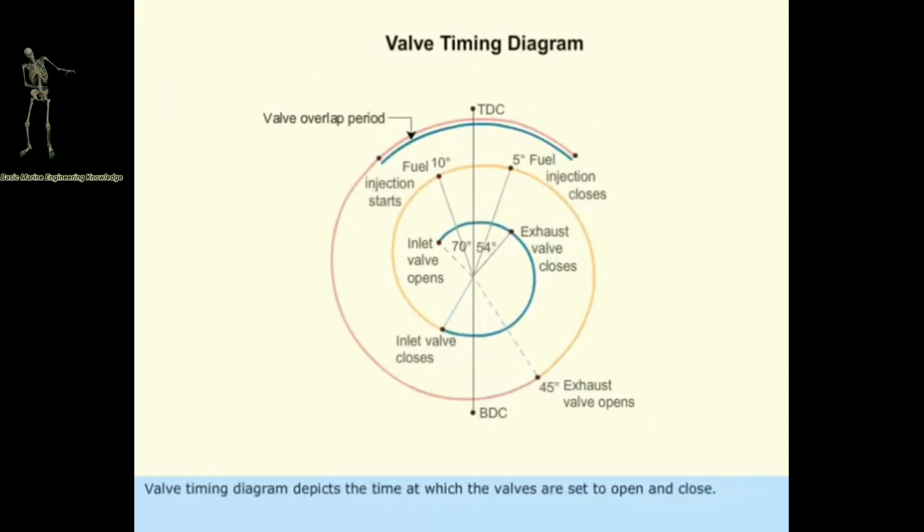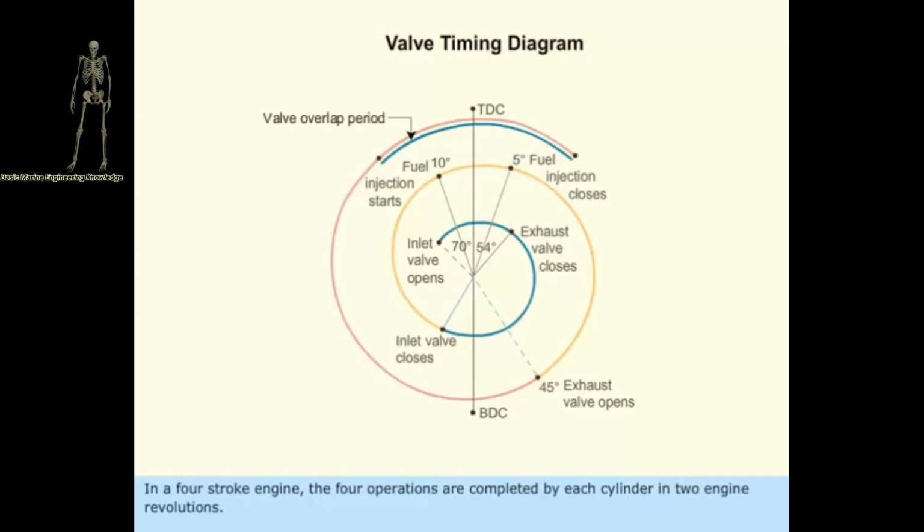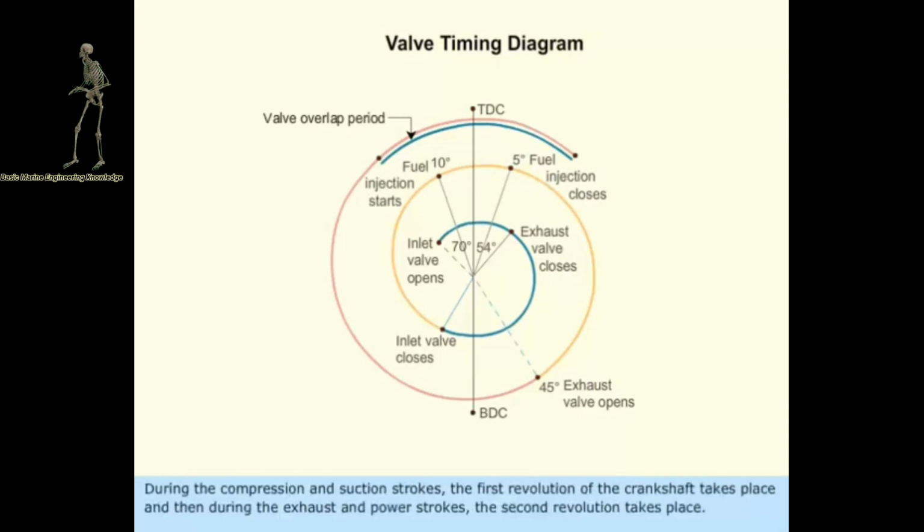Valve timing diagram depicts the time at which the valves are set to open and close. In 4-stroke engine, the 4 operations are completed by each cylinder in 2 engine revolutions. During the compression and suction strokes, the first revolution of the crankshaft takes place, and then during the exhaust and power strokes, the second revolution takes place.